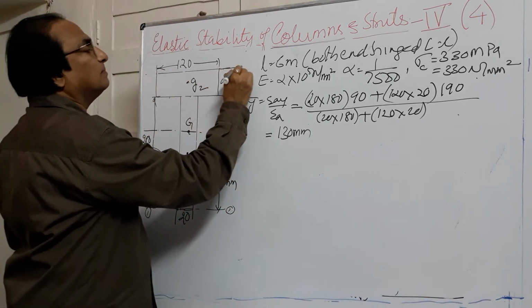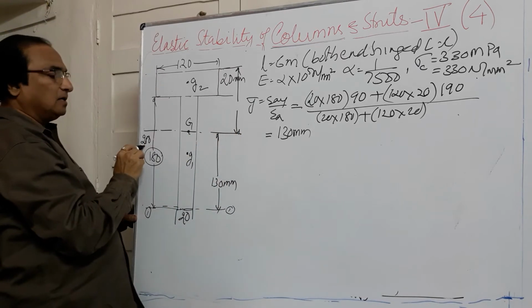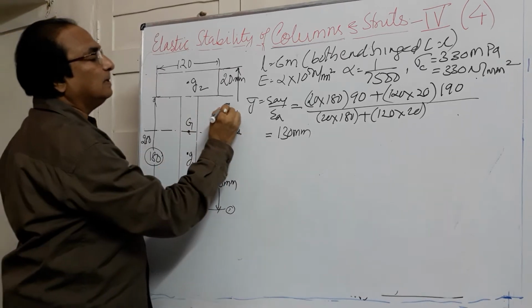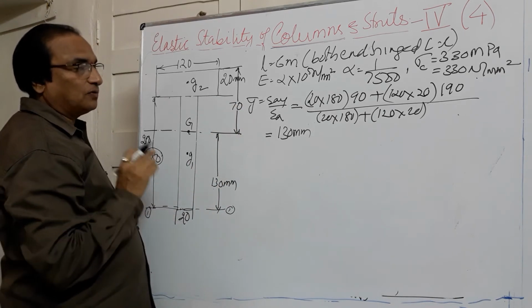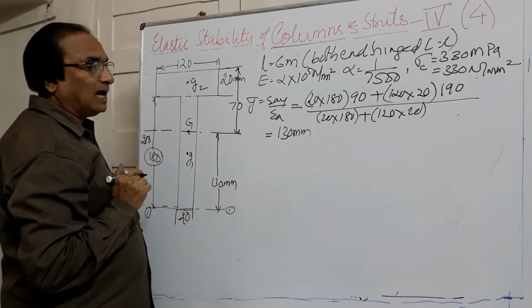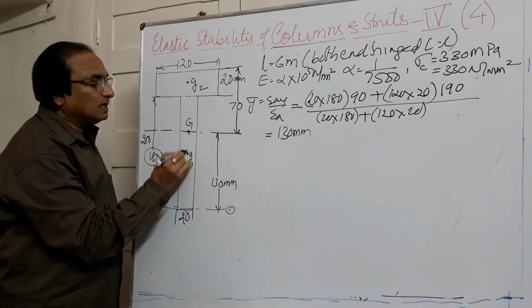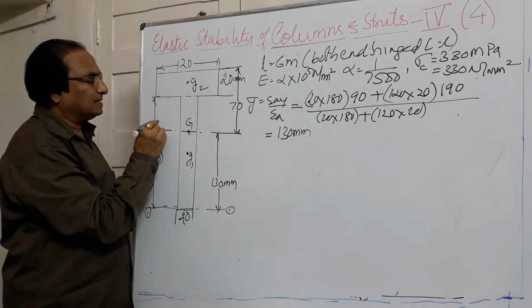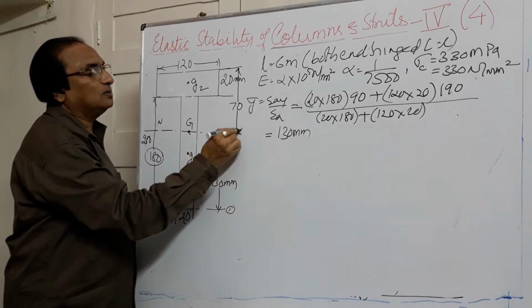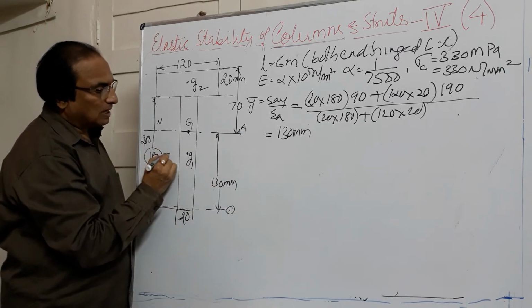So this distance from the top will be, total is 200, 200 minus 130 will be 70 mm. So this is the first step we have done. To find out I, what we need is the distance of the centroid of the component from the x-axis, or neutral axis, or centroidal axis, whatever you call it. You will call it the neutral axis. You need this distance. So how to calculate this distance?